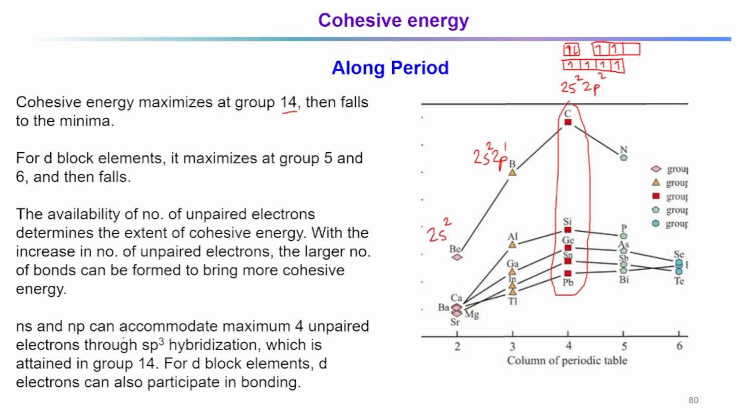Now ns and np can accommodate a maximum of 4 unpaired electrons through sp3 hybridization, that I have shown here. So this one is the hybridized orbital, sp3 hybridization. I'll write it as hybridized orbitals, which is attained in group 14. And for d block elements, d electrons can also participate in bonding. As d electrons can also participate in bonding, d block elements have more electrons to make these bonds. So that's why the cohesive energy is also much greater.